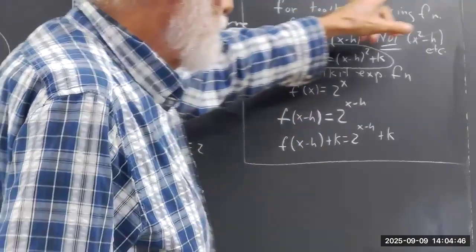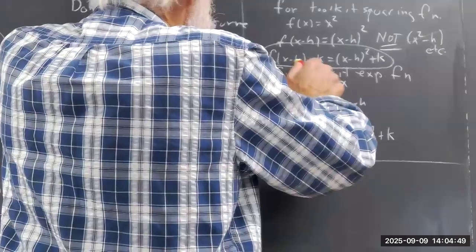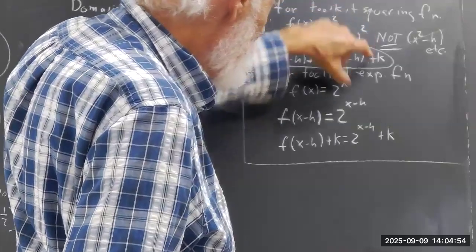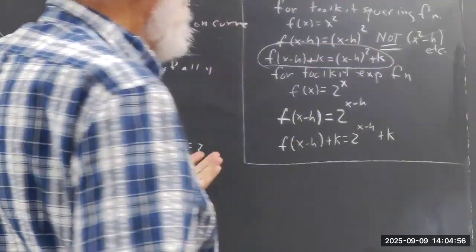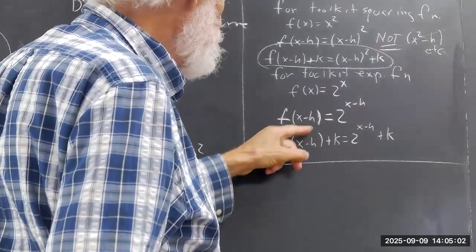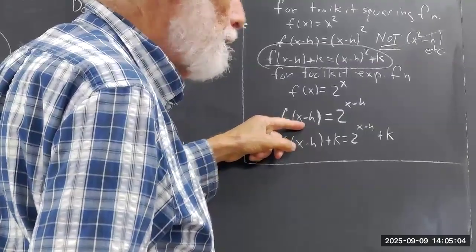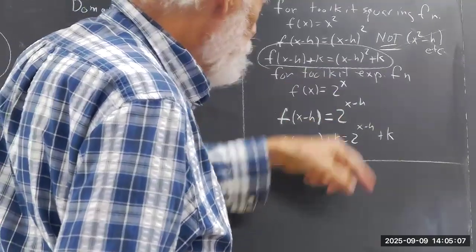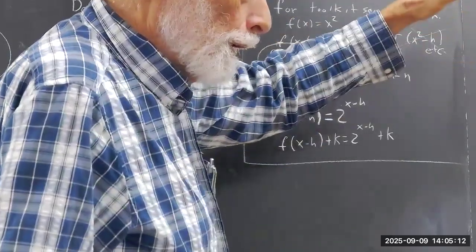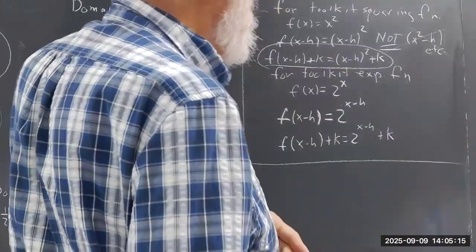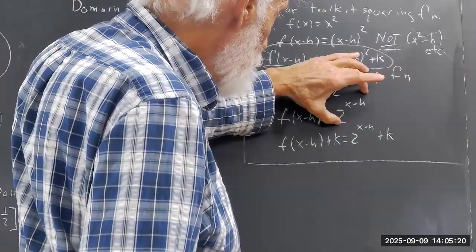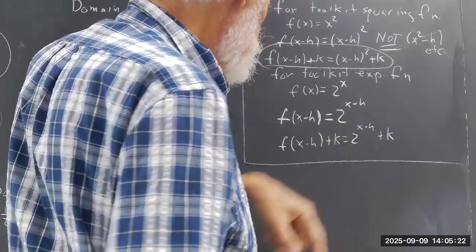And then if you want, of course, f of x minus h plus k, f of x minus h is this, and then you put on a plus k. The toolkit exponential function, if all the x's are replaced by x minus h, you get f of x minus h. And on this side, you get 2 to the x minus h. This x is replaced by x minus h, and so is this one. And if there are more x's in the expression, you replace them all. So f of x minus h plus k is 2 to the x minus h plus k.